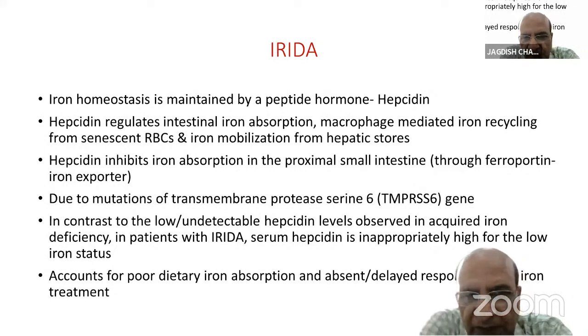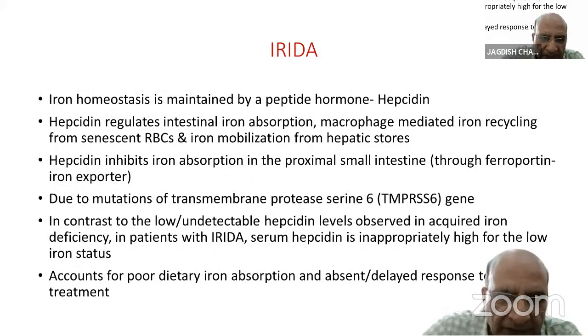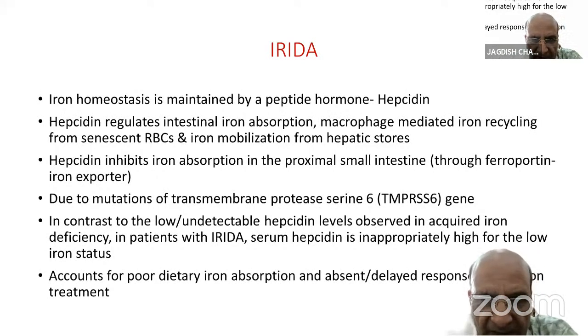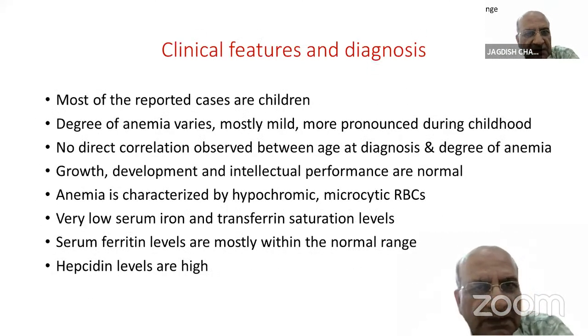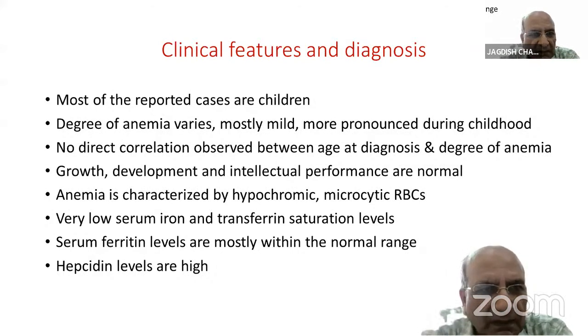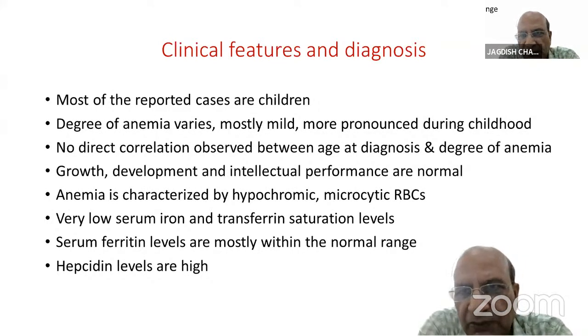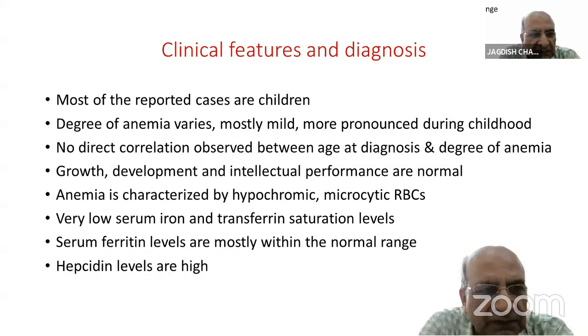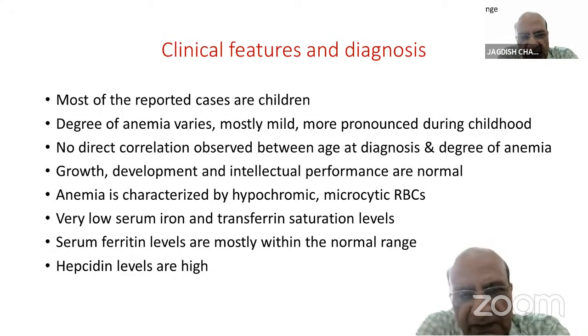And this accounts for poor dietary iron absorption and absent or delayed response to oral iron treatment. So these cases are reported in the pediatric age group. The degree of anemia is variable, but there is no direct correlation between the age of onset and degree of anemia. Though they are anemic and iron deficient, the patients do not have growth or development or intellectual retardation. They are normal.